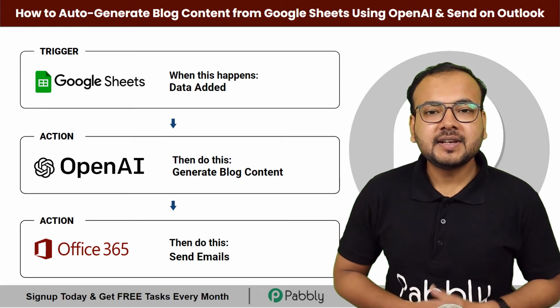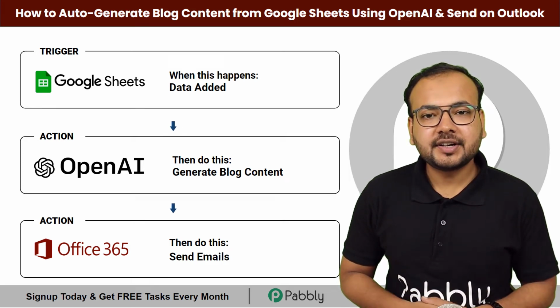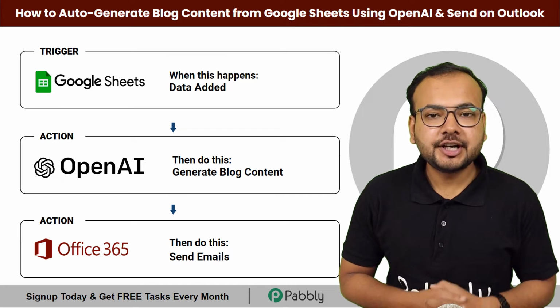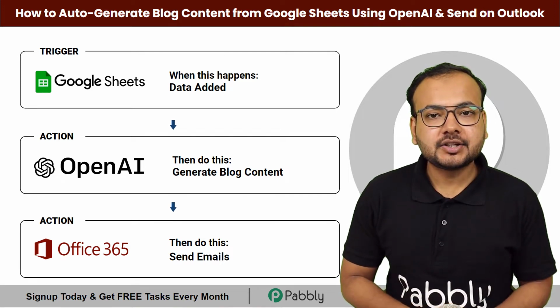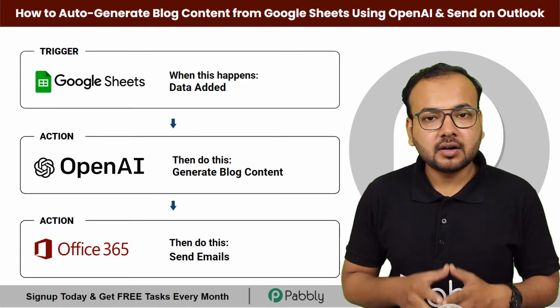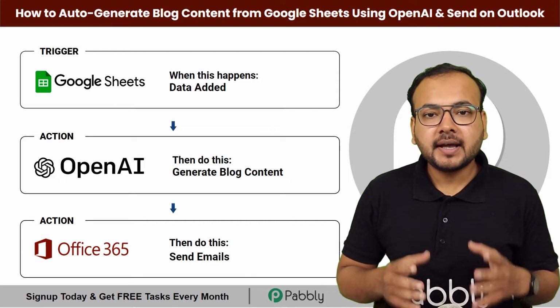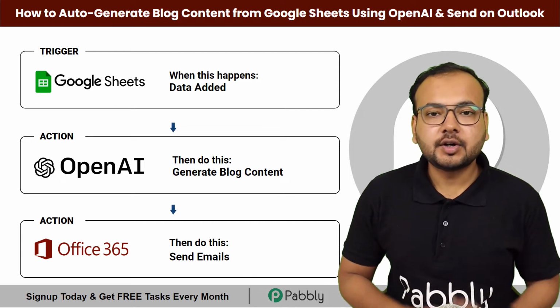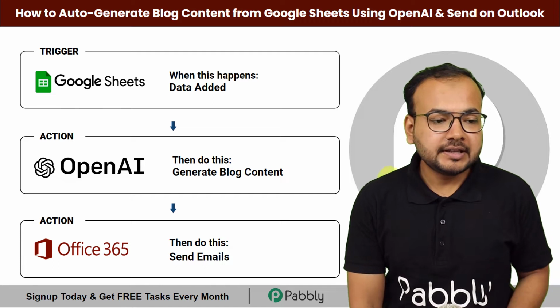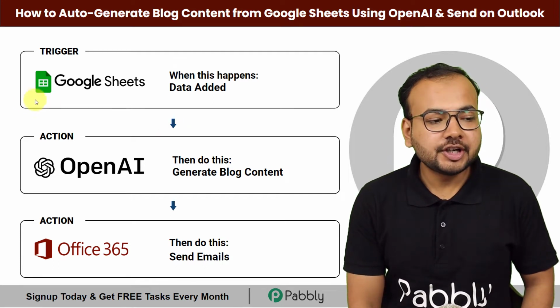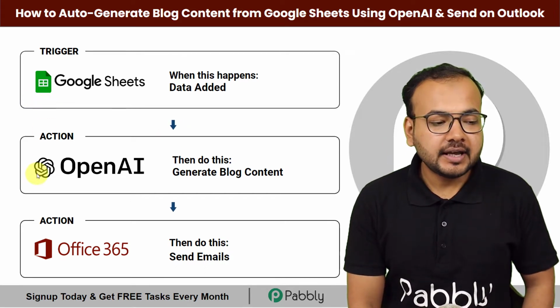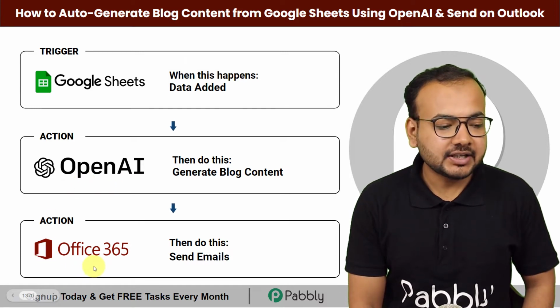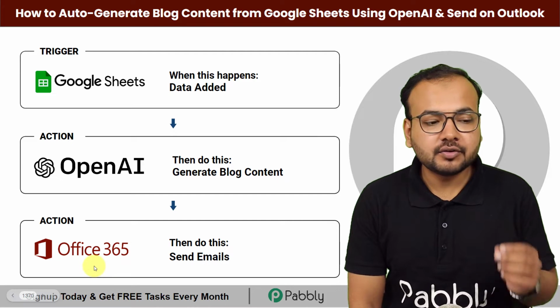Guys, in this video you will learn how you can automatically generate blog content from Google Sheets using OpenAI application and send the blog content on emails using Microsoft Outlook application automatically. So guys, to make this happen, we are connecting Google Sheets as the trigger application and OpenAI and Microsoft 365 Outlook as the action application inside the automation workflow.